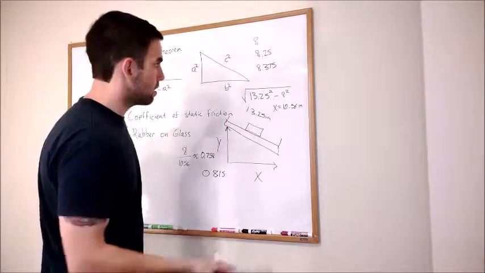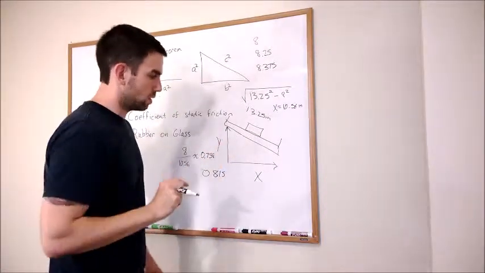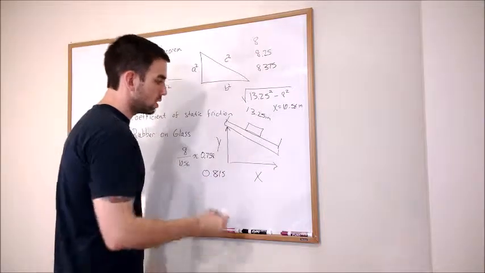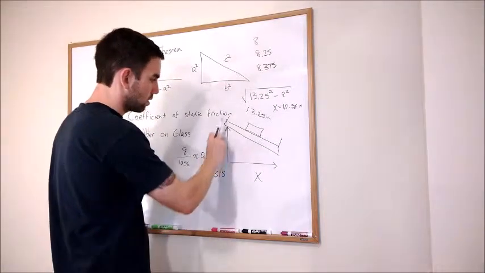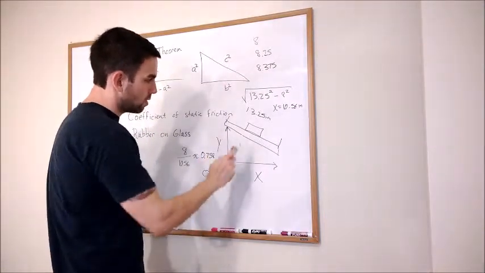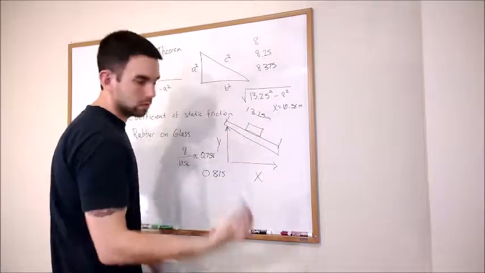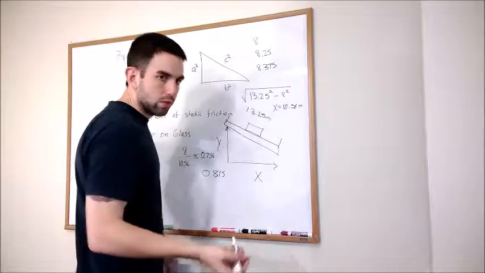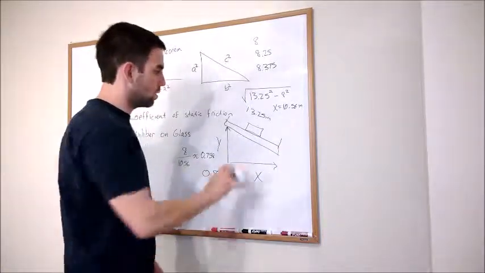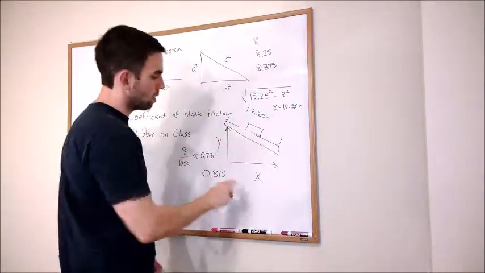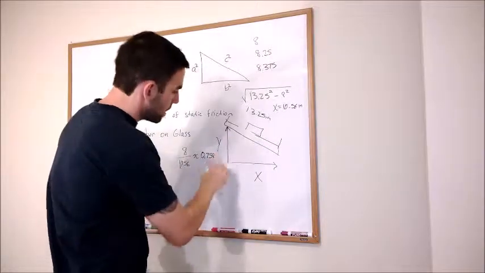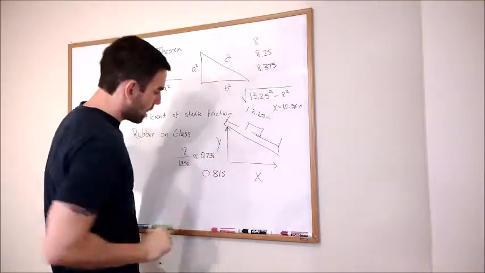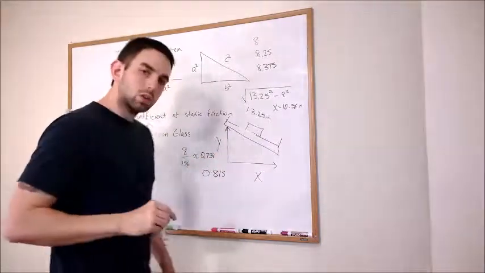So to sum it up again, if you're trying to find the coefficient of static friction, all you need to know is the height, y, and the hypotenuse. That might be easier if you're testing on a piece of glass or a piece of wood. If you know this length, you can use the Pythagorean theorem to figure out x. Then take your y, divide it by x, and that will give you your coefficient of static friction.